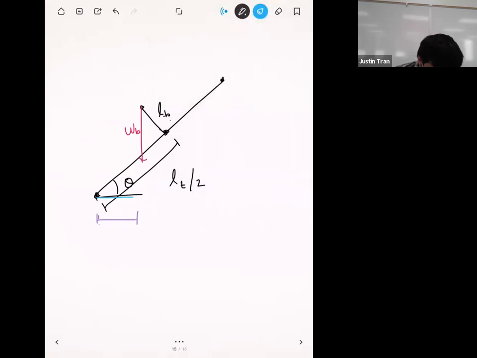All right. The first triangle that I'm looking at is this one right here, because we have this angle here. We know the length of this hypotenuse. The length of this hypotenuse is LT divided by 2. And so this horizontal distance is simply going to be LT divided by 2 times cosine of theta. And so that's that distance.